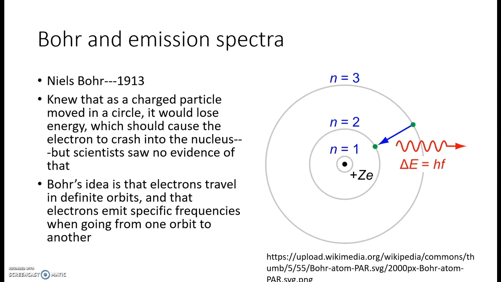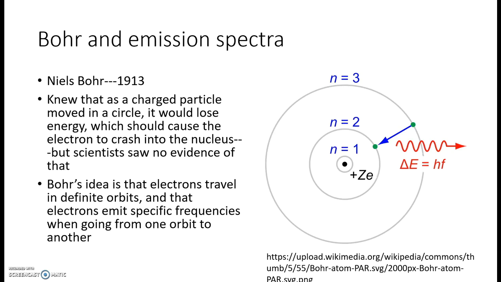Bohr, who ends up just a few years later, comes up with this new model. Now, why he knew that the Rutherford model couldn't be true was because he knew that as a charged particle moves in a circle, it would lose energy, which should cause the electron to crash into the nucleus. But there's no evidence of that occurring at all. So the Rutherford model must be wrong. So he ends up coming up with this idea that electrons travel in these very definite orbits, and that electrons emit specific frequencies when going from one orbit to another.